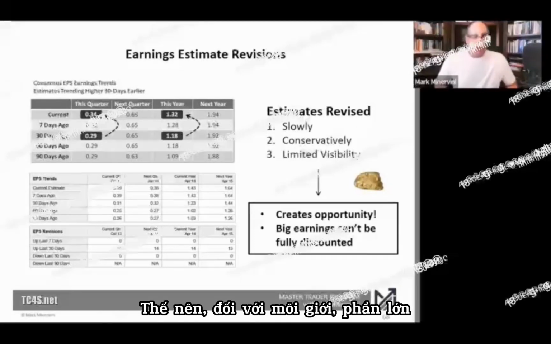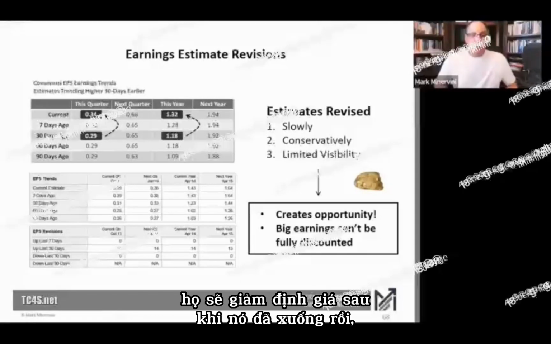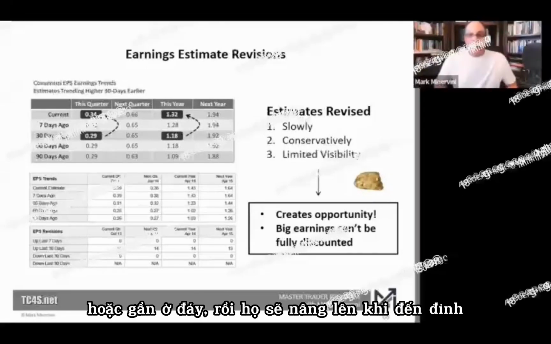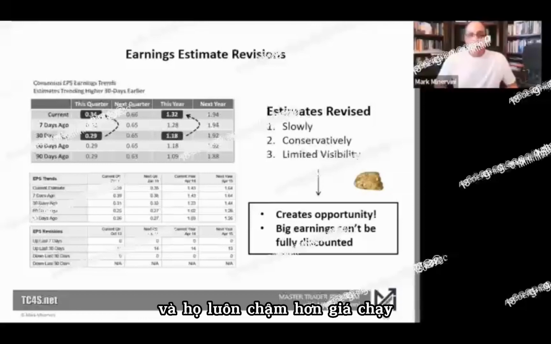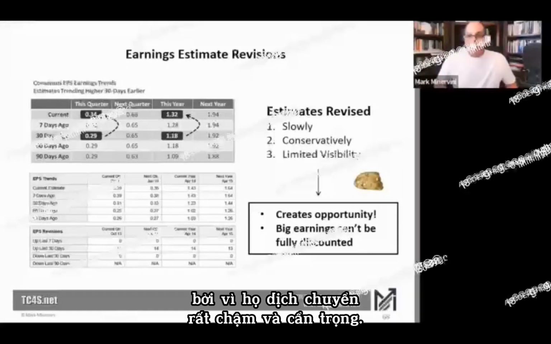And that's why you see a lot of these brokerage recommendations. They'll be downgrading after the stock's down huge and near the bottom. They'll be upgrading when the stock tops, and they're always behind the curve because they're moving very slowly and conservatively.